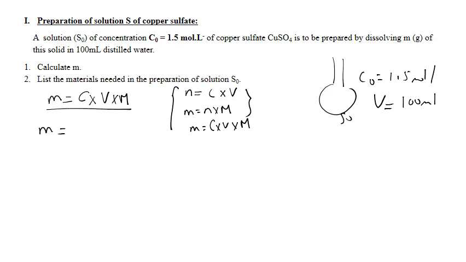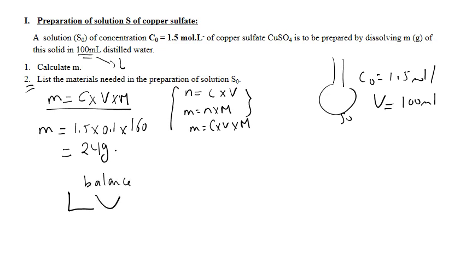To calculate mass, concentration is given as 1.5, the volume is 0.1, change it into liter, it is 0.1 liter, and the molar mass is given at the beginning of the exercise, it is 160. By calculation, the mass is 24 gram. To know the material that we need in order to prepare this solution, we need of course a balance. It should be a digital balance or sensitive balance.